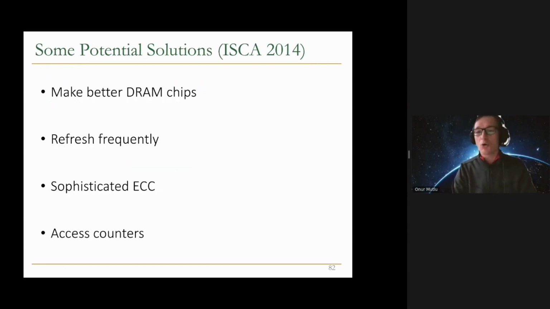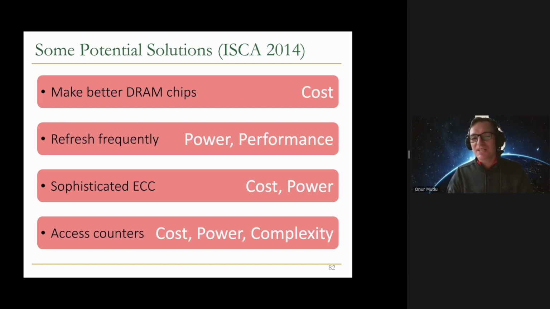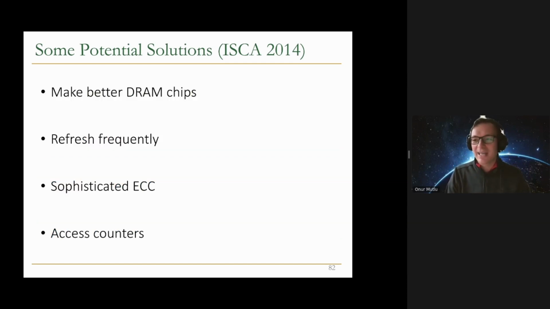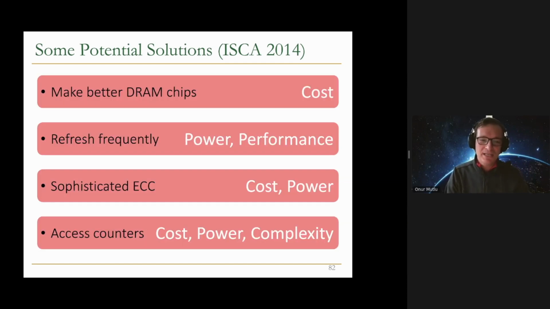So let's talk about some overall potential solutions. And these are solutions that I do not believe work, at least for the long run. Making better DRAM chips, that's not easy. Clearly, providing isolation between different rows is very costly. That would go against the capacity that we want in these chips. Refreshing frequently is one solution, and we'll talk about this as the immediate solution, but it's not a good solution in the long run because it will lead to power and performance implications.